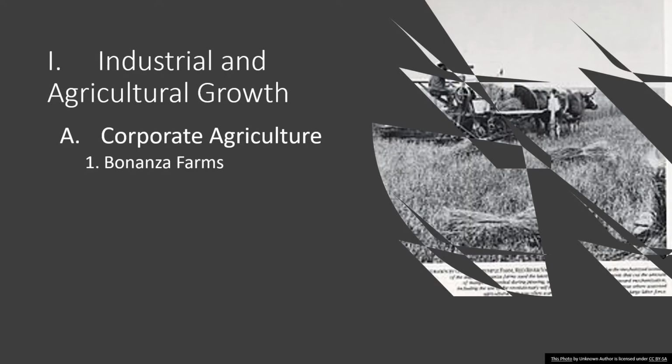Industrial and agricultural growth. Corporate agriculture. Agriculture, meanwhile, also went through a line of corporatization. Large bonanza farms ran like factories for professional managers and helped move the agricultural economy further away from small farms and toward an industrial model. The corporatized agricultural and industrial sectors helped stimulate each other, and by 1870, the United States emerged as the world's leading producer of agricultural products.